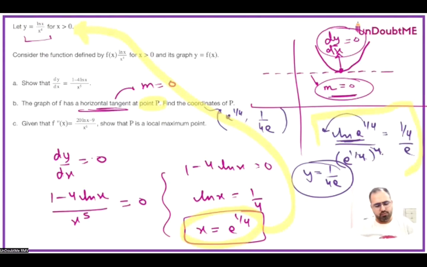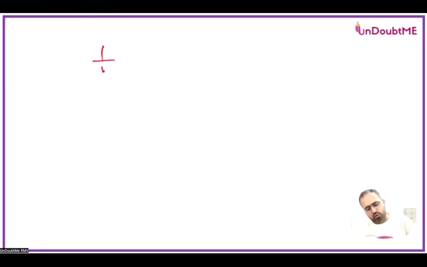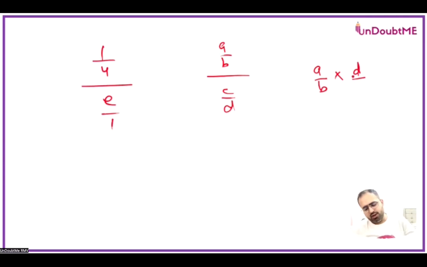Ashima, all clear till here? So you got 1 by 4 divided by e, which will be the same as 1 by 4e. 1 by 4 divided by e can also be written as 1 by 4 over e by 1. When we have a by b over c by d, then a by b is multiplied with the reciprocal of c by d. With that logic, 1 by 4 will be multiplied by 1 by e, and that's how we got 1 by 4e.